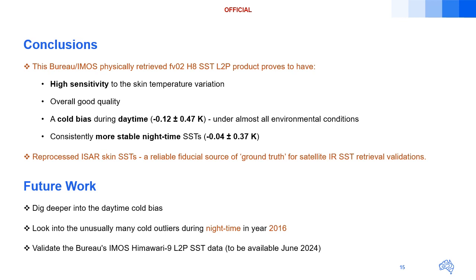In the future, there are a few topics in mind. For example, we want to dig deeper into the daytime cold bias and the unusually many cold outliers during the nighttime in year 2016, which was really a surprise to us, and we want to look further into that. And also with the operational Himawari-9 data coming in June 2024, we hope to validate that product as well using similar ISAR measurements.